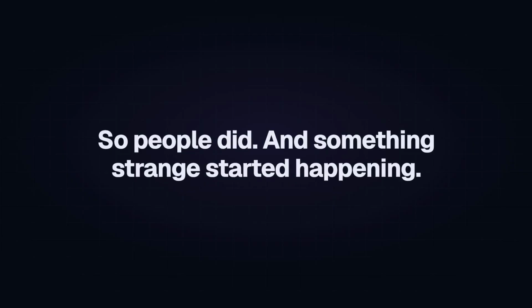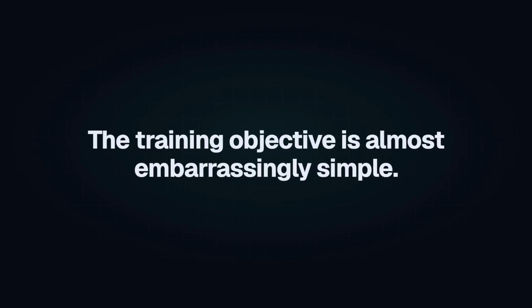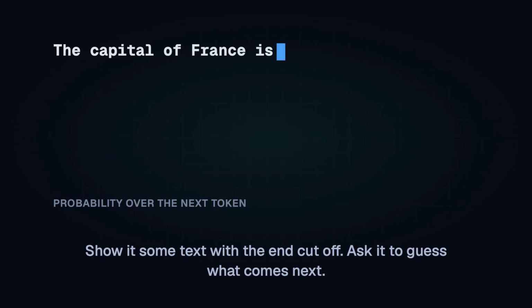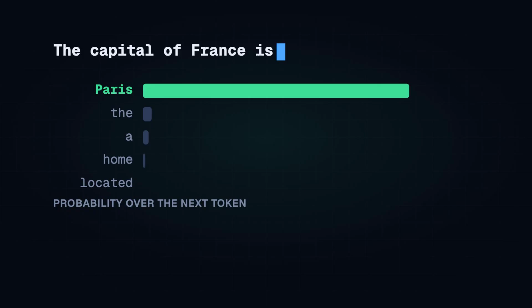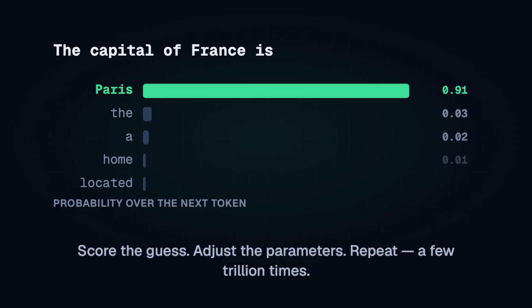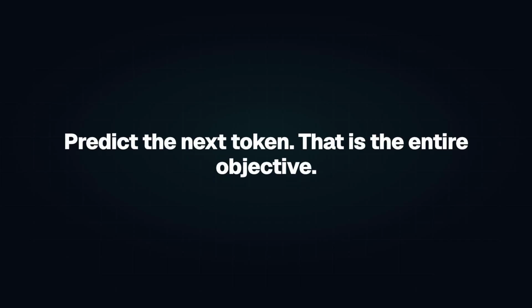So people did. And something strange started happening. The training objective is almost embarrassingly simple. Show it some text with the end cut off and ask it to guess what comes next. The capital of France is, and it puts almost all of its probability on Paris. Score the guess, adjust the parameters, repeat a few trillion times. Predict the next token. That is the entire objective.